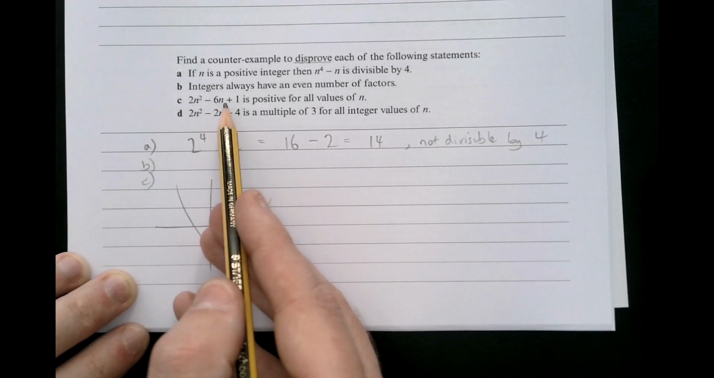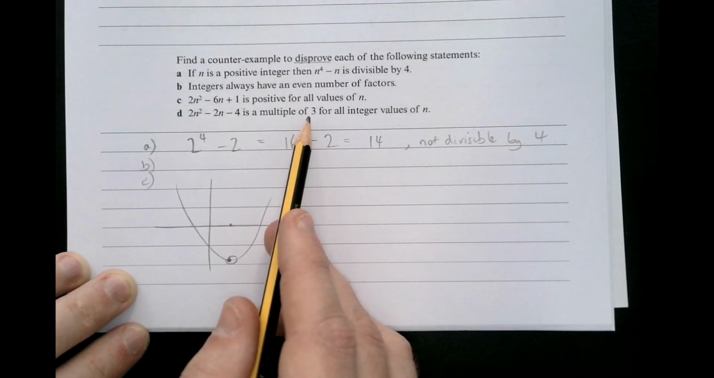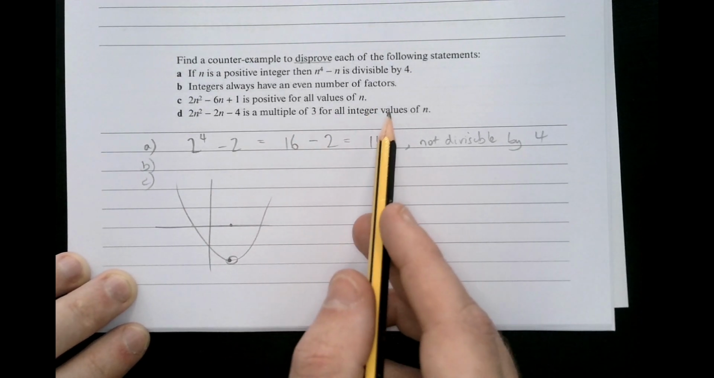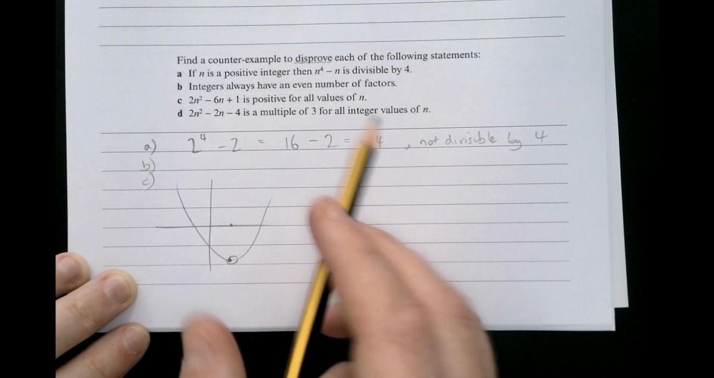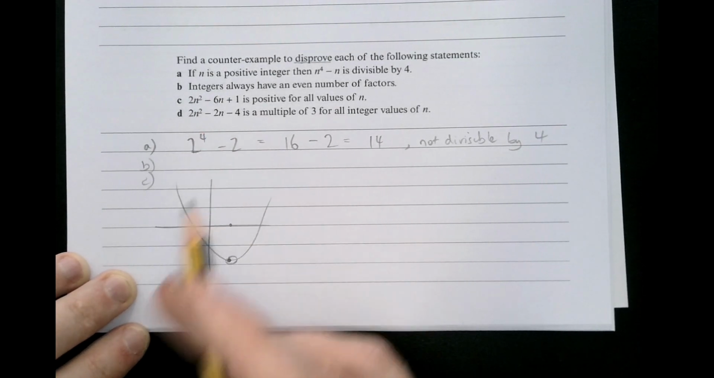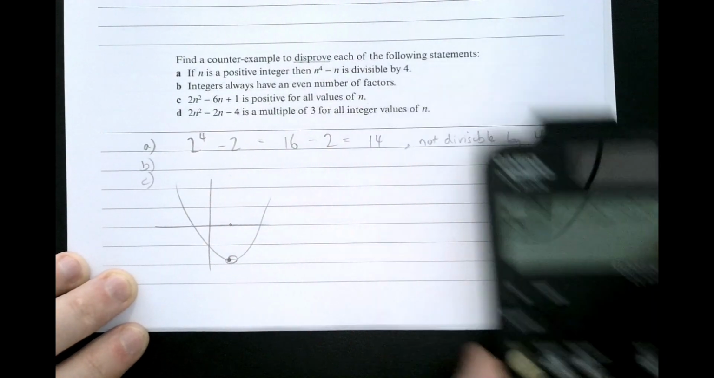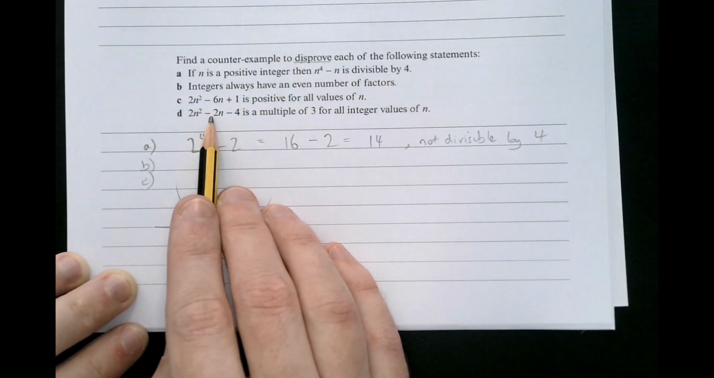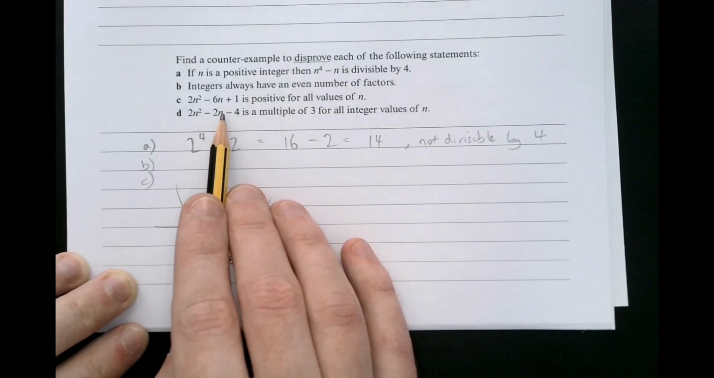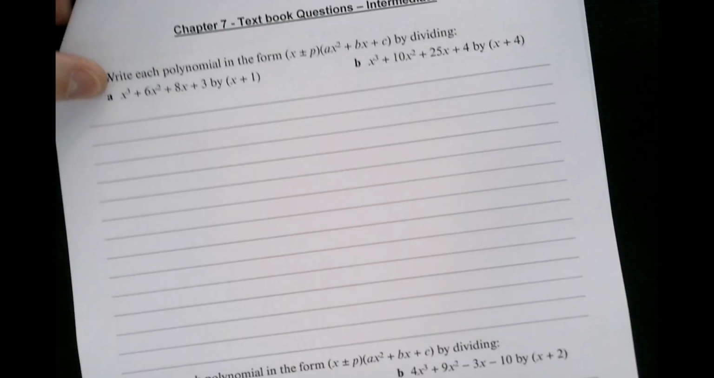So 2 take away 6 plus 1 minus 3. This is a multiple of 3 for all integer values of n. We have to find one where it's not. So sometimes you can just try different numbers, starting at 0. 0 take away 0, minus 4 is not a multiple of 3. So there we go. You just try different numbers with those. You're looking for one where it's not true.